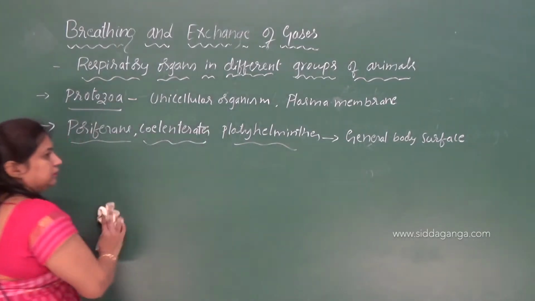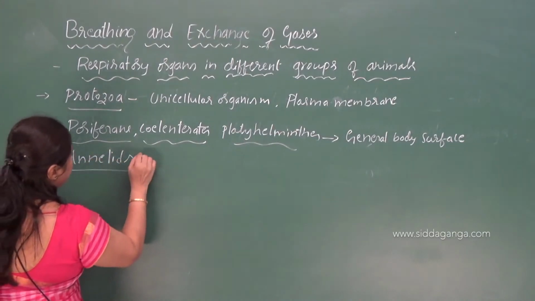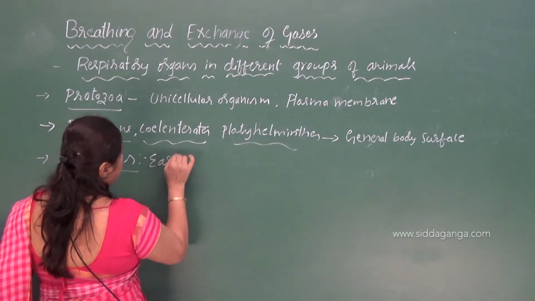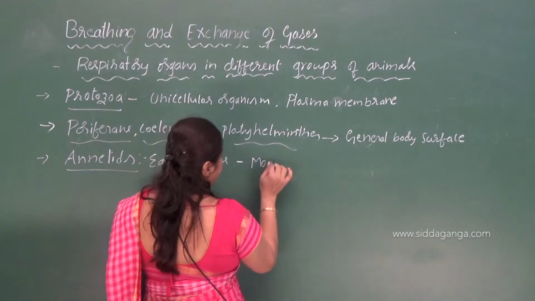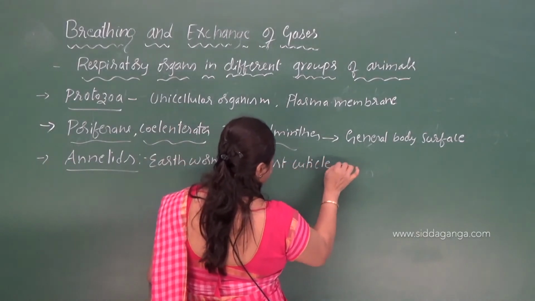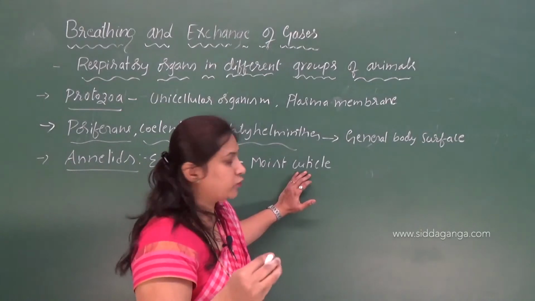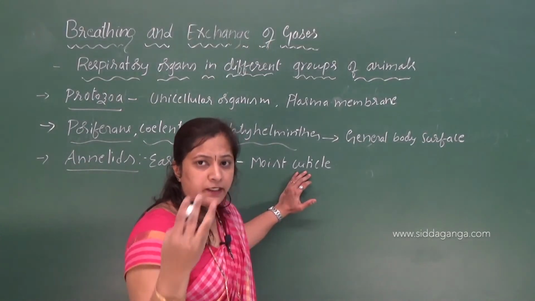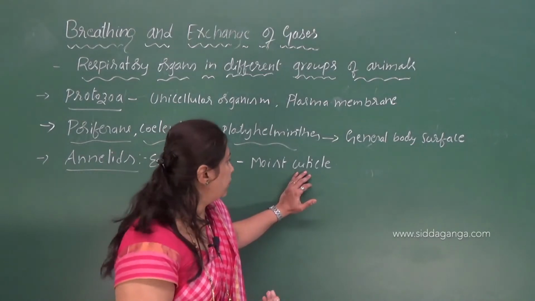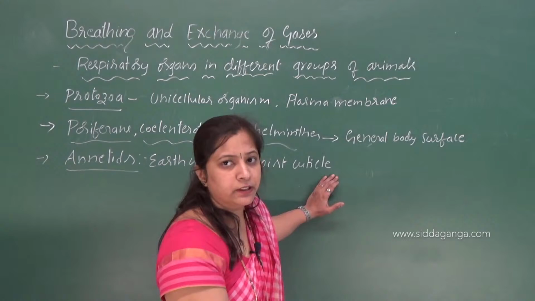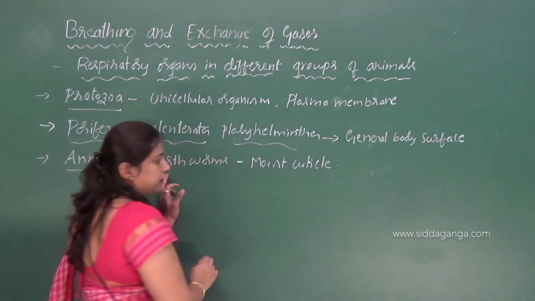Then in annelids, so annelids include earthworms. These earthworms have got a moist cuticle for the exchange of gases. Cuticle is nothing but a body covering. It is the outermost covering of the body. It is very thin, moist and highly vascularized. Highly vascularized means it is richly supplied with blood. So the moist cuticle helps in the exchange of gases. The respiratory structure in earthworm is the moist cuticle.